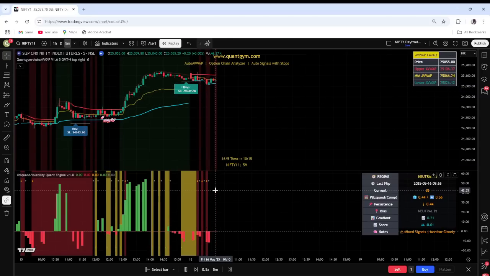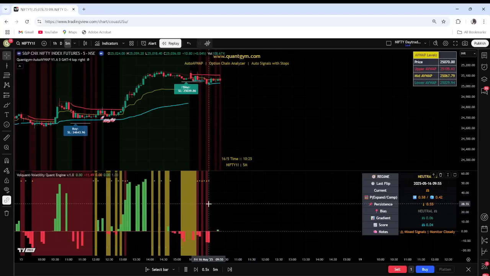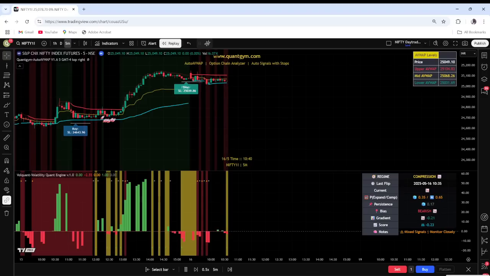Point is, when congestion is coming, then stop trading. Start trading only when you get an expansion signal. It is continuously showing you that there is a volatility congestion going on. Do not trade.